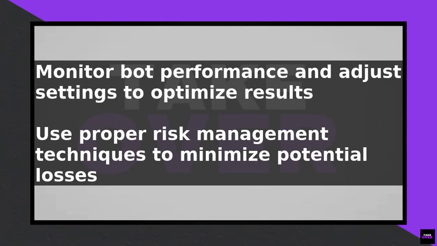Always use proper risk management techniques, such as setting a stop loss and limiting your trading amount, to minimize potential losses. By following these steps, you can set up a 3 trading bot and start automating your trading strategy. Remember to stay informed and adapt to changing market conditions to achieve the best possible results.